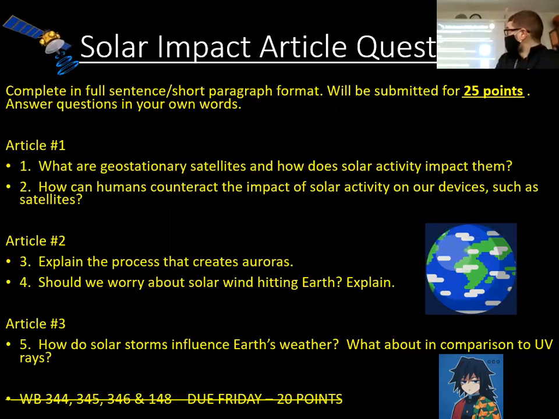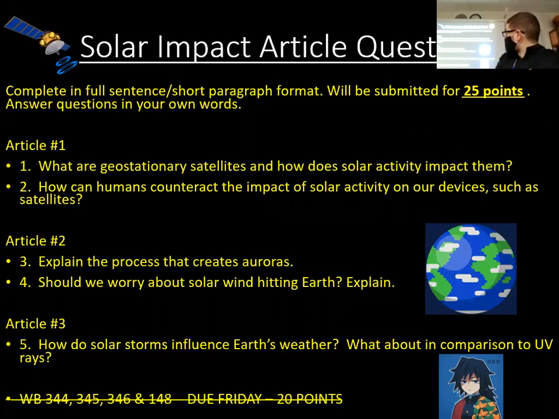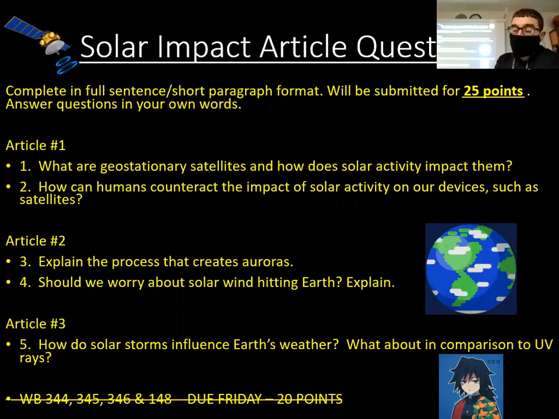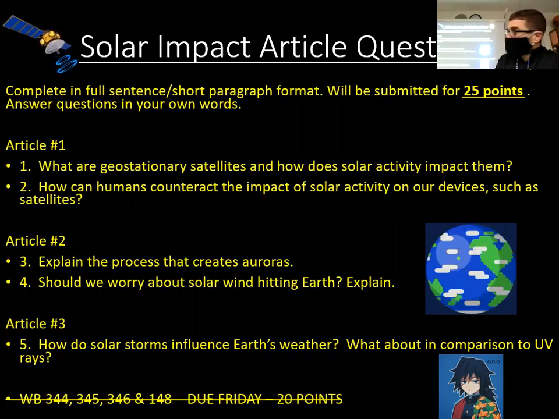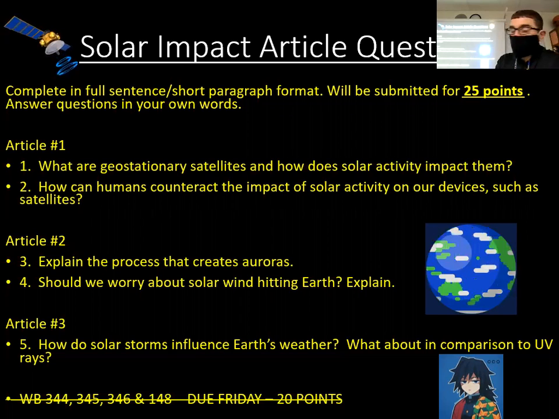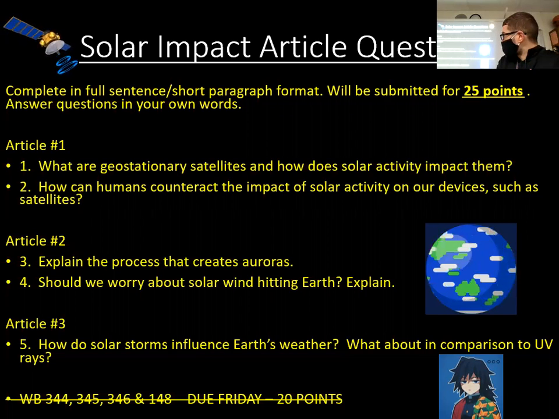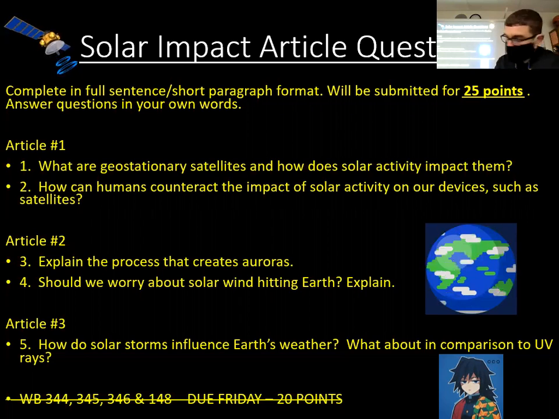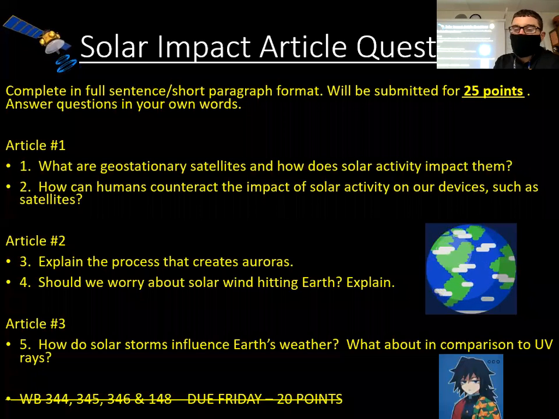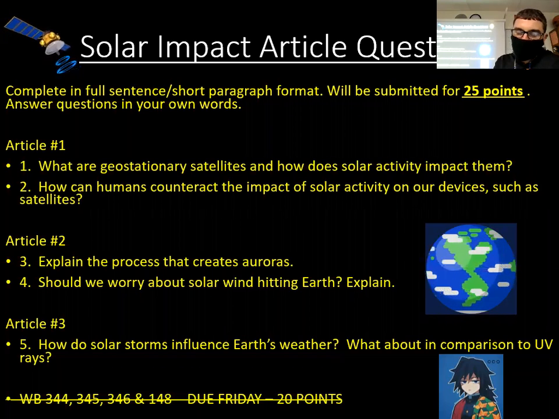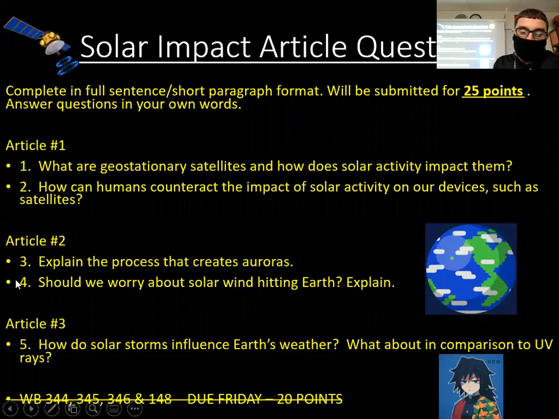Article number 1 is going to get into satellites and humans interacting with solar satellites in general. And that's 2 questions. Article number 2 explains solar wind and auroras. Okay, and article number 3 is going to go over solar storms and Earth's weather. So read those. They're easy, quick things to read and answer the questions. I'm looking for short paragraph answers, 2 to 3 sentences maximum, right? 2 to 3 sentences. Okay.